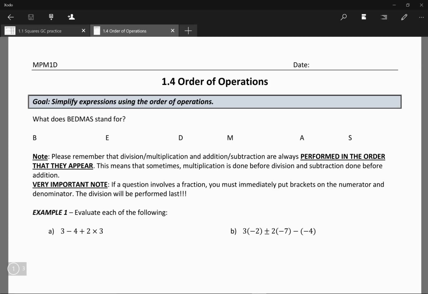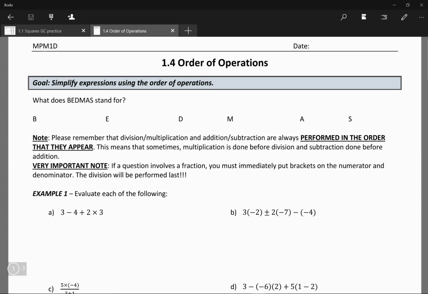1.4, order of operations. The goal here is to simplify expressions using the order of operations. The order of operations has a nice little acronym, and it's called BEDMAS. I'm going to write here what BEDMAS stands for. BEDMAS stands for the order in which we conduct our operations.